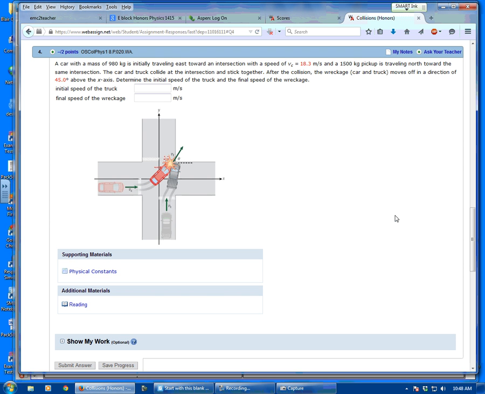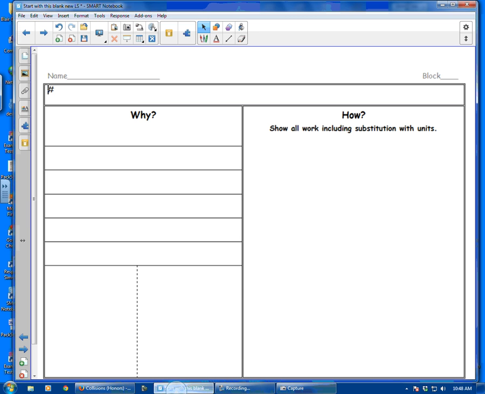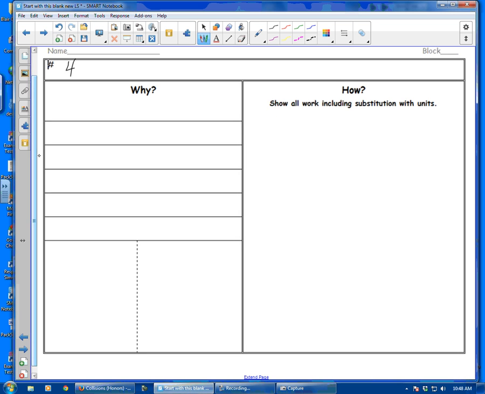So what type of collision would this be? Inelastic, because the two or more objects become a single object afterwards. All right. So let's see. It's going to be number 4. Probably be good to start off with showing that I understand what momentum is.